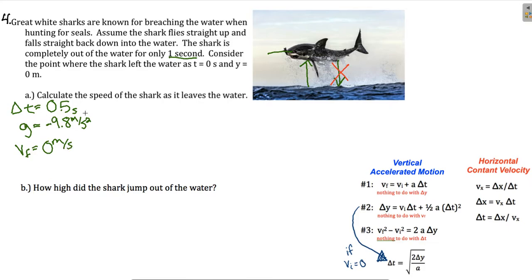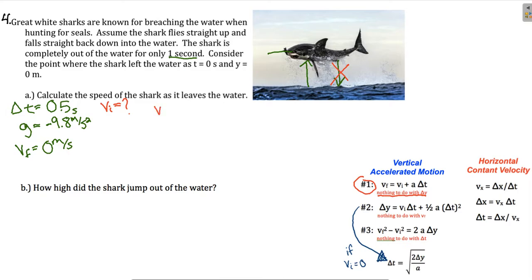Now we're starting to see some stuff to work with. Remember, this whole time we're trying to find the speed as it leaves the water. We're looking for VI. Using that information, we have enough to do that. If you'll notice, we have VF, we have gravity, we have delta T, VI is included in the problem, but nowhere have we even mentioned the height yet. So since this problem has nothing to do with delta Y, we use equation number 1.